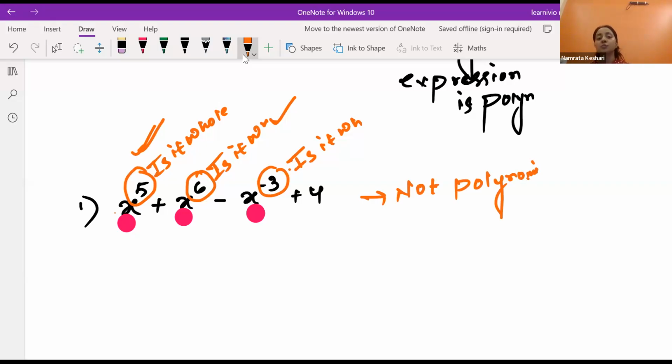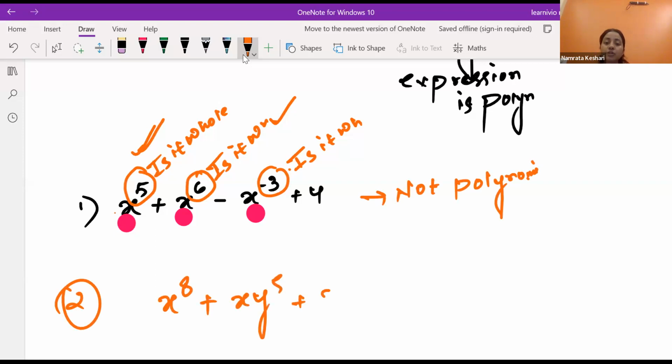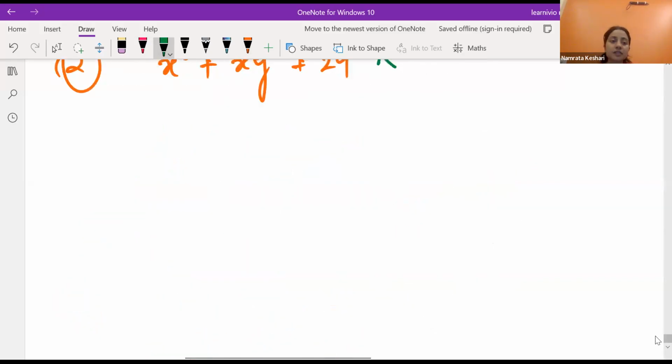We will check both of them carefully, because after giving an example once, I will start writing x to the power 8 plus xy to the power 5 plus 24, and I will ask, is it a polynomial? Then what will you say? No. Why? Because there are two variables. Exactly. So we will focus on both the rules. It's not a polynomial in one variable.